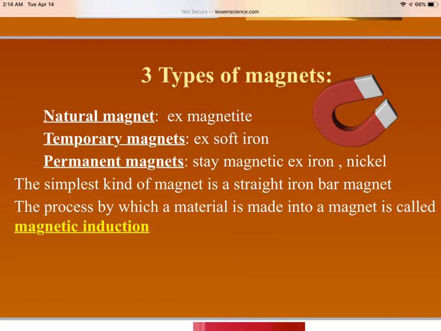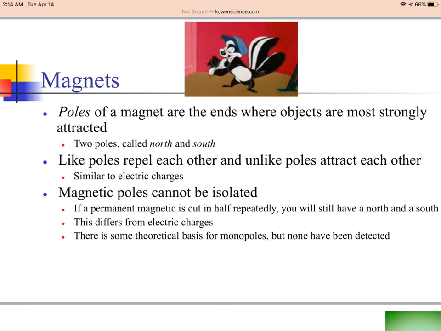The simplest kind of magnet is just a straight iron bar magnet, and the process where some materials are made into a magnet is called magnetic induction. The poles of the magnet are the ends. Now the poles will either have a positive charge or a negative charge. If we take two magnets and put them pole to pole, or end to end, if the two poles both have the same charge, they will repel. If they have opposite charges, they will attract.